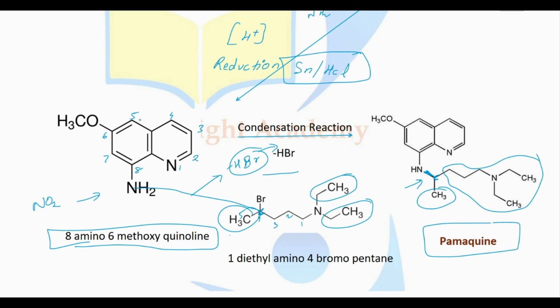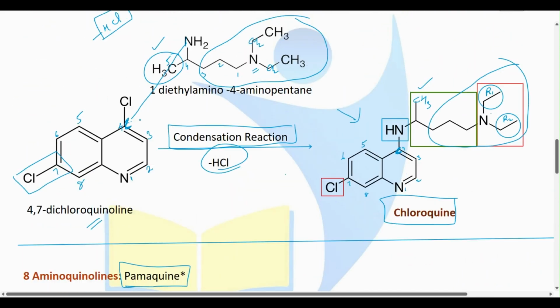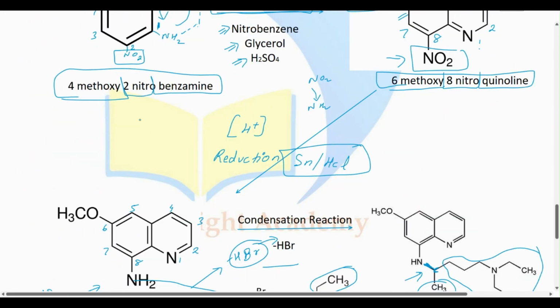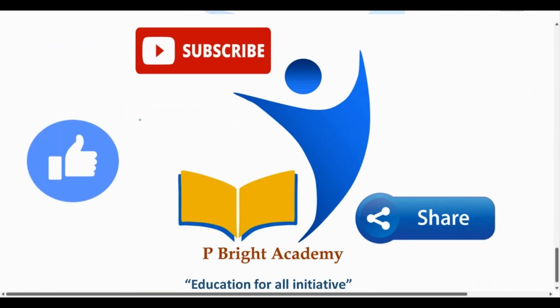So these are the two important methods of synthesis for the preparation of primaquine and chloroquine. So it might come under a 2 mark or a 5 mark category question. So it's important to learn the synthesis of important drugs, as per the syllabus.